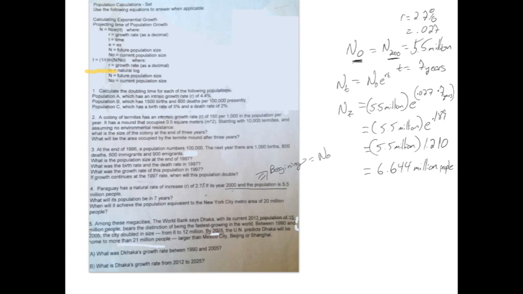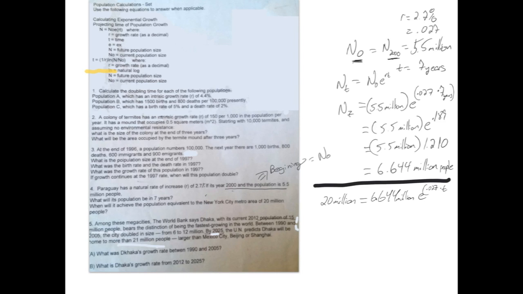All right. When will we achieve the population equivalent to New York City metro area of 20 million people? He or she has thought of a lot of different ways of asking this question. So it's just another derivation of using the same old formula. The N at whatever time we're looking at is 20 million. We know the N naught is 6.644 million, and that's multiplied times e to the r, which is 0.027, times t.